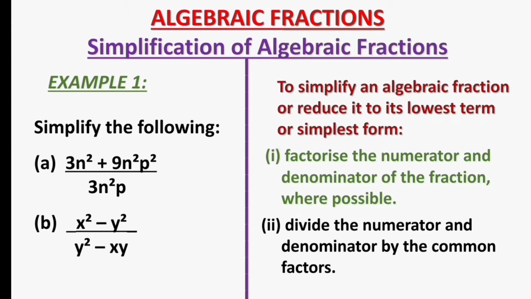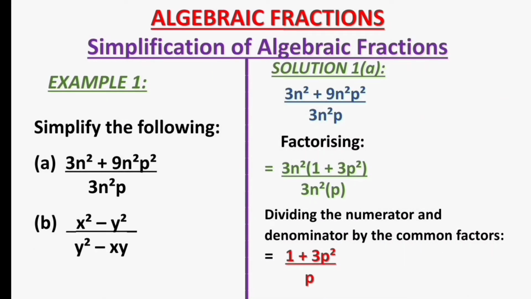Next, let's see the solution to question 1a. For the solution to question 1a, factorizing 3n squared plus 9n squared p squared divided by 3n squared p, we are going to have 3n squared into 1 plus 3p squared divided by 3n squared into p. Next, we'll divide the numerator and denominator by the common factors. The common factor here is 3n squared in the numerator and 3n squared in the denominator. Dividing the common factors, the answer to question 1a is 1 plus 3p squared divided by p.